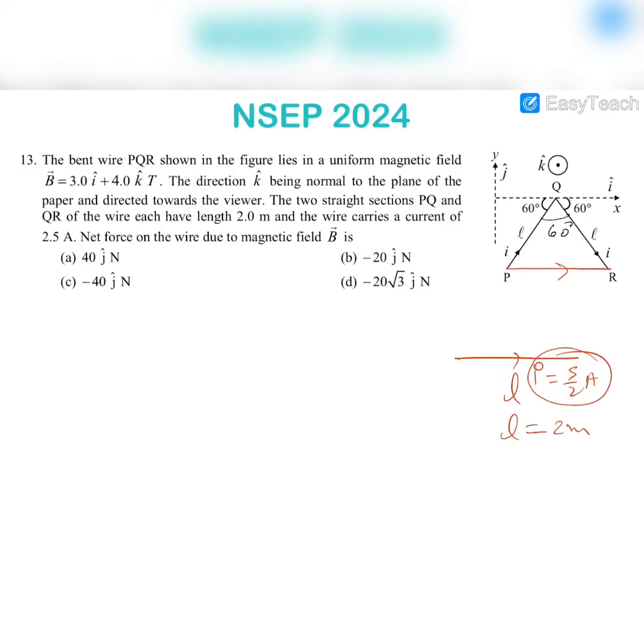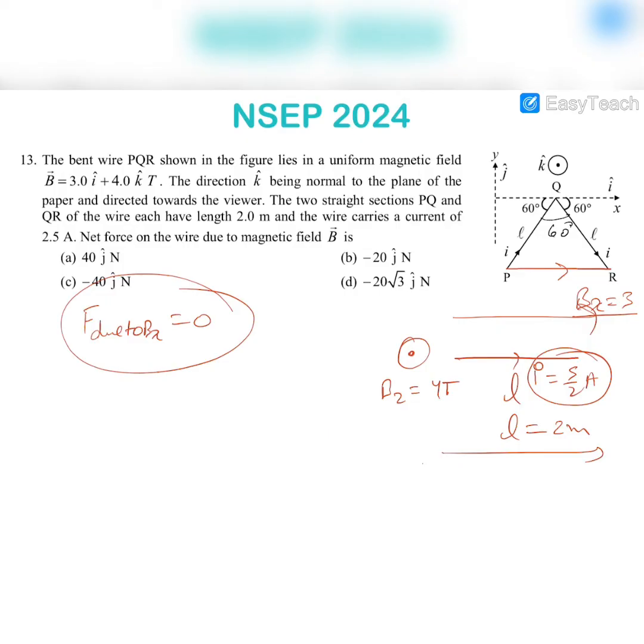So what we can do easily is that we can separately find out the magnetic force by both of the fields. So you can see that one of the fields is in the X direction, this is Bx, and it is 3 Tesla, and one of the fields is in the Z direction coming out of the plane, which is Bz, which is 4 Tesla. So you know that this wire is parallel to the component Bx, and therefore the force acting on the wire due to Bx will be 0, and the force due to Bz will be the net force.